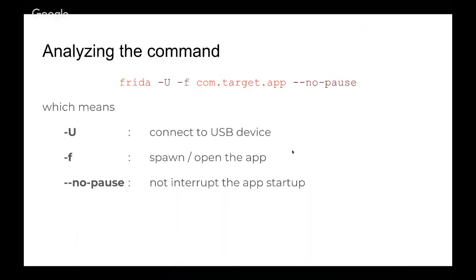Analyzing the command as usual. frida, the name of the tool. -U is connect to the USB device. Generally, whenever you run an emulator or connect the real device to the system, it creates a USB bridge in which the communication takes place. That's why you mention -U, which means connect to the USB device. -f is to start the app, and --no-pause, as mentioned earlier, is do not interrupt the app startup.